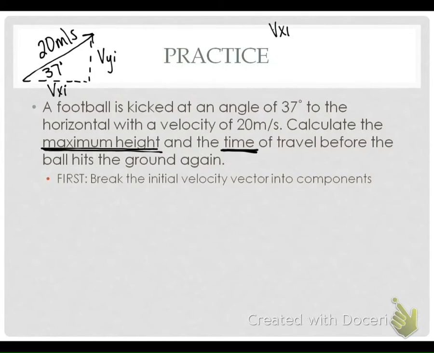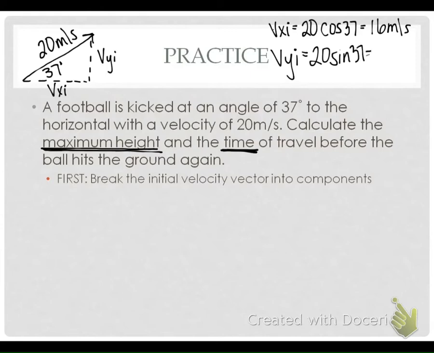So V sub xi would be 20 times what? No, xi is cosine. Yes, exactly. Xi should be cosine because x is the adjacent side to this 37-degree angle. So 20 times cosine of 37. And what do we get? 16. Okay, so V sub yi, take 20 times sine of 37, and we get 12.